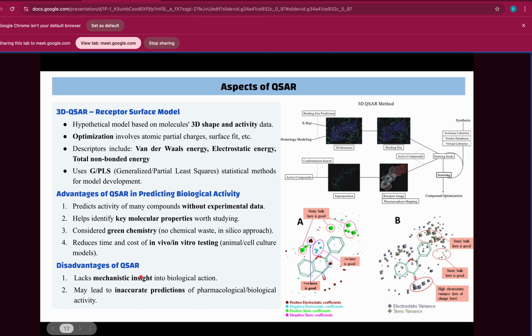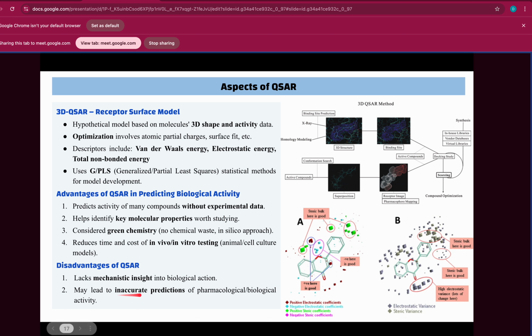But there are certain disadvantages. So first disadvantage, that it lacks mechanistic insights into biological action. So as we have seen when we were looking into assumptions of QSAR, in this case we do not know about the mechanism. Although at the level of structure we are able to predict the activity, we do not know that when that compound goes in vivo or goes into animal model, then it will exist in that particular state, or either it will get metabolized. So all those mechanisms we do not know. So that is one of the disadvantages.